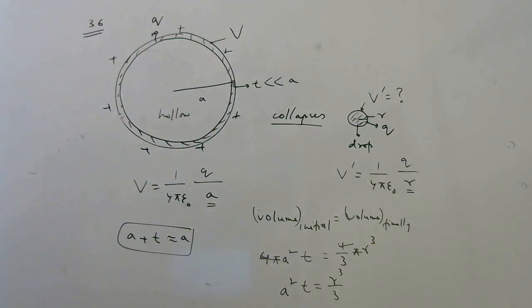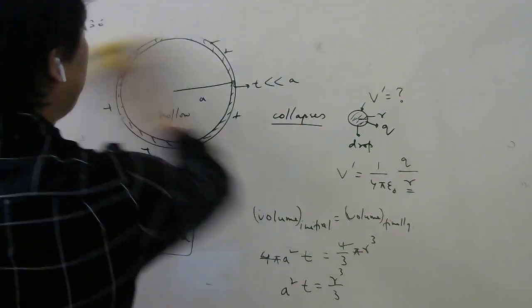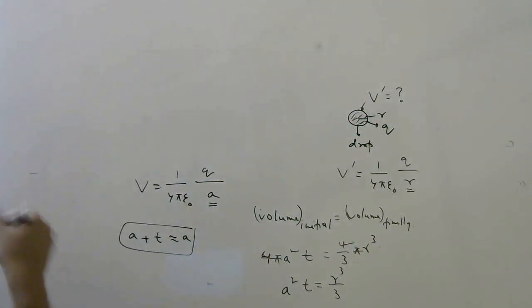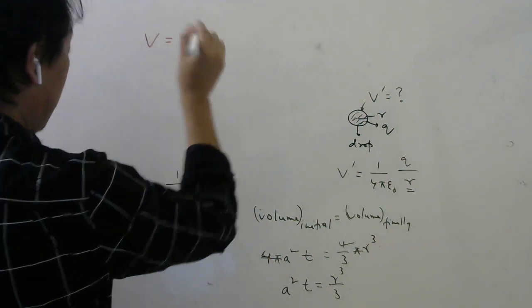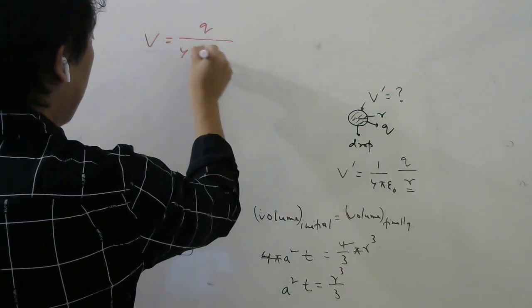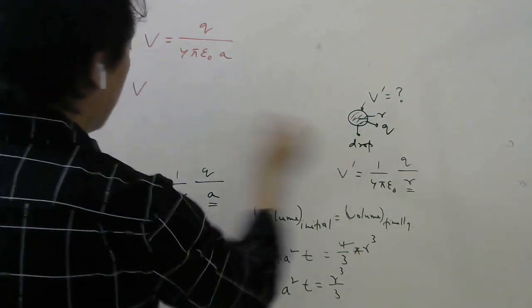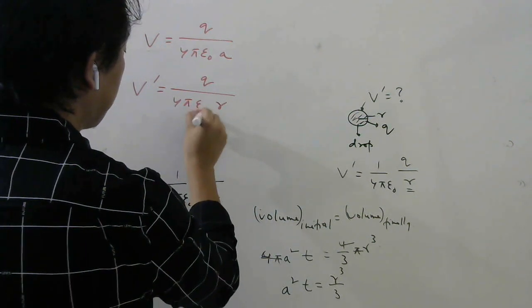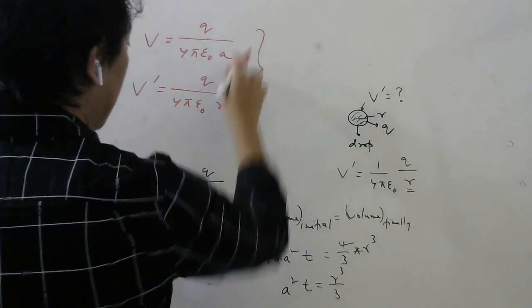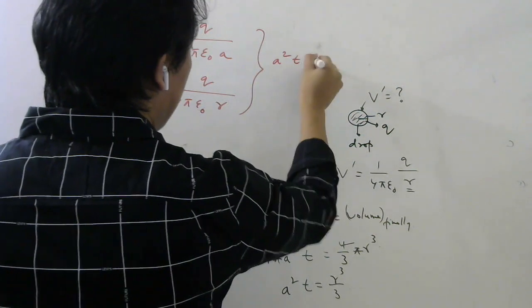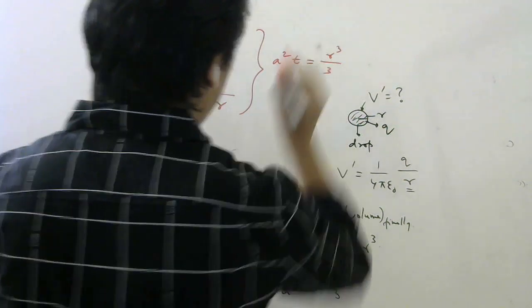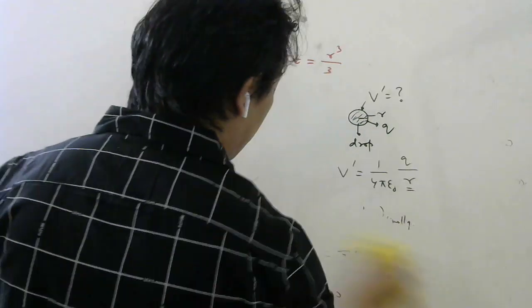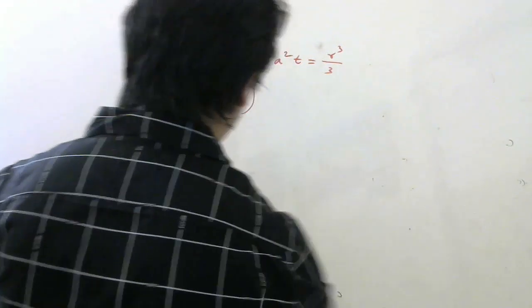Right, so let me put everything together once, whatever we have found till now. Once you put all these things together, you will get an idea what to do. The potential of the bubble was given as V, which we know is Q by 4 pi epsilon naught A. The potential of the drop they are asking is Q by 4 pi epsilon naught R. And the relation between A and R that we found is A square T equal to R cube by 3. Now we want the answer in terms of A and T, so you have to substitute for R.